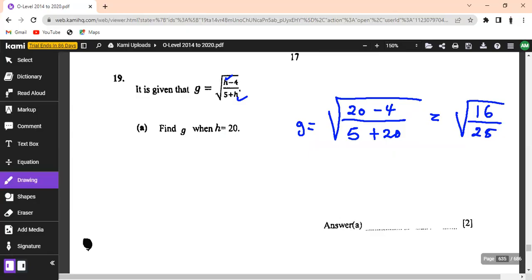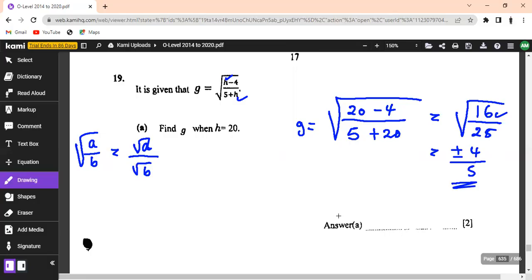Also take note from your laws of surds: if you're given the square root of a over b, we can determine the square root of each separately, square root of a over square root of b. So we can obtain the square root of 16 separately, which is plus or minus 4, over the square root of 25, which is 5. So the answer is going to be plus or minus 4 over 5, or just 4 over 5. The plus or minus is most important when you are dealing with some other topics, but on change of subject, you can even leave it like that.